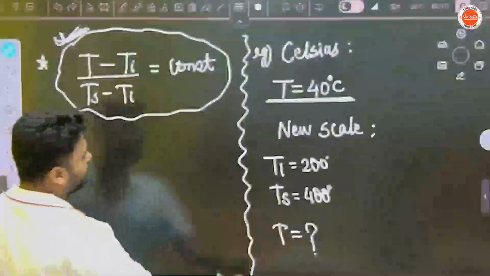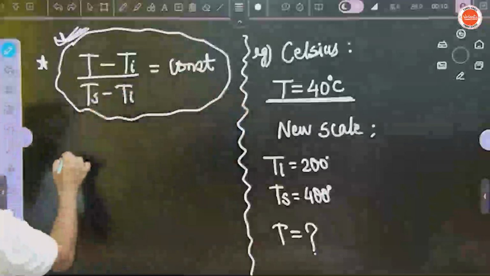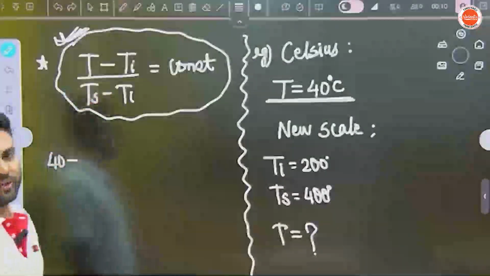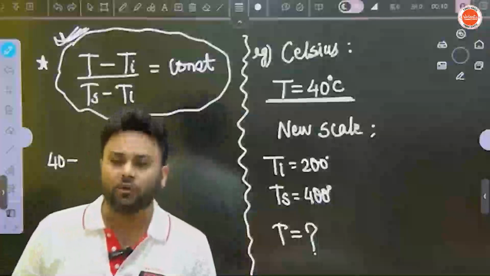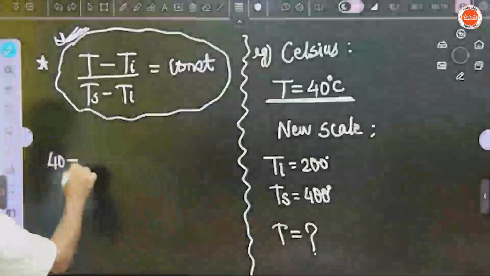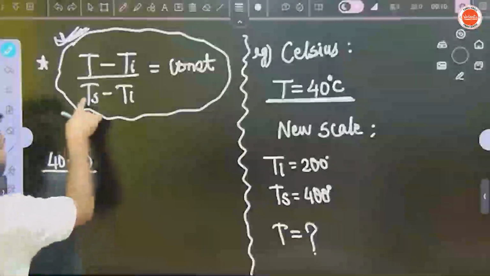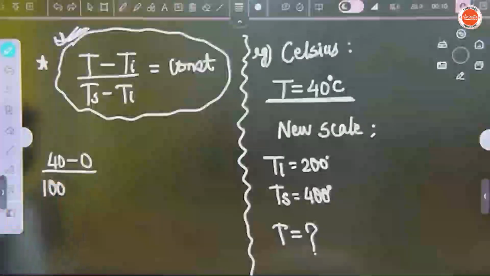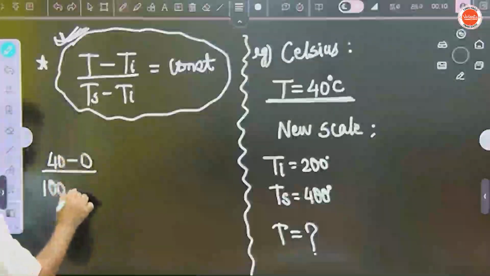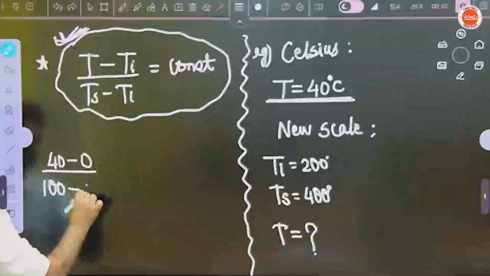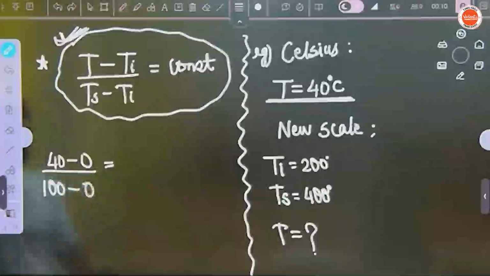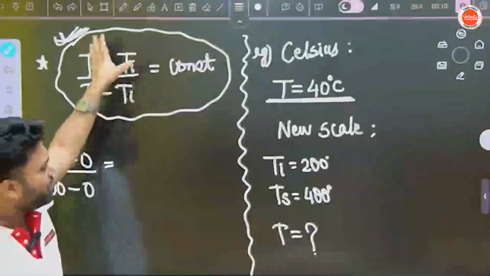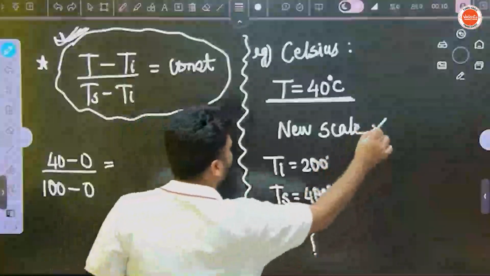So see, for the Celsius scale, T they have given 40 degrees, minus ice point. What is the ice point for the Celsius scale? 0 degrees. We will write 0, divided by steam point. What is the steam point for Celsius? 100 degrees. At 100 degrees Celsius steam forms. Minus ice point temperature 0, equals. This formula, I told you, is valid for all the scales, so it is valid for the new scale also.